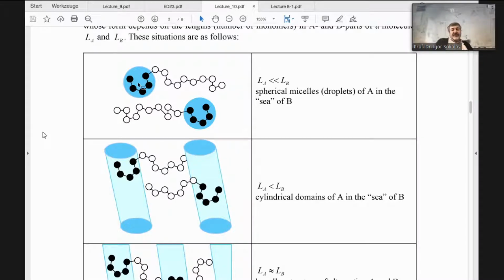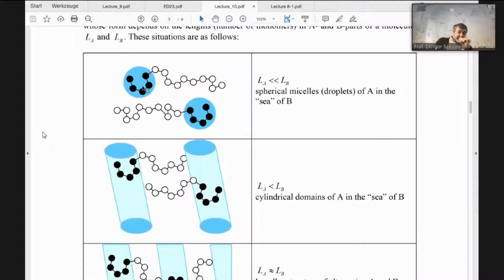If the A part is short, then essentially what you have is A's together and B's showing to the outside. So you get the micelles. I have drawn here in the blue circle only the part of the single molecule, but essentially what happens is that A's from different molecules would like to sit in these droplets, and so to say the tails are outside. And then the tails feel only the tails, and the heads feel only the heads.